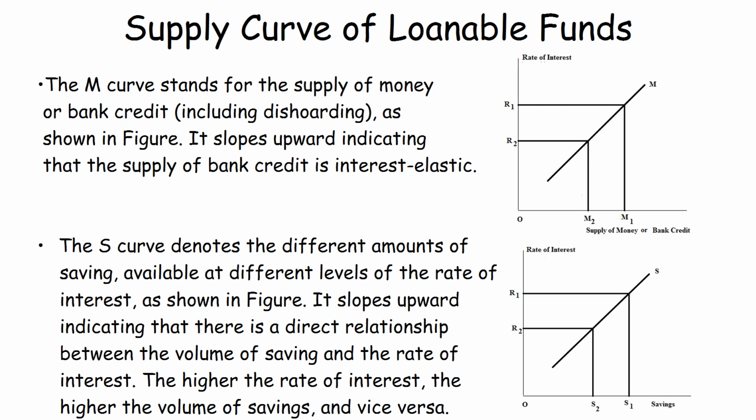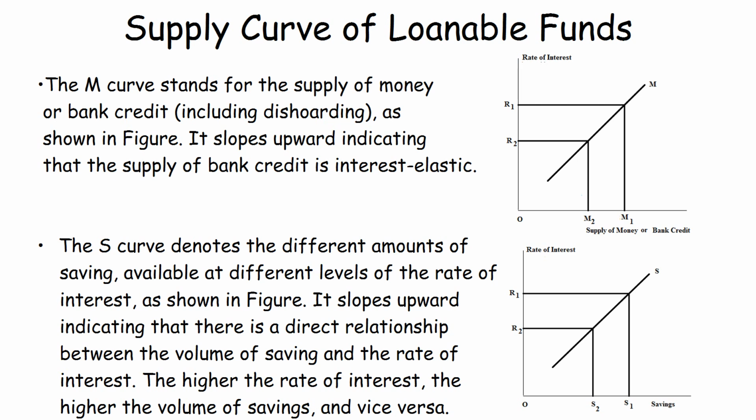Now, how can we derive the supply curve of loanable funds? Here in the first diagram, the M curve stands for the supply of money or bank credit, as shown in the figure. It slopes upward, indicating that the supply of bank credit is interest elastic. That is, as the interest rate increases, the supply of bank credit increases.